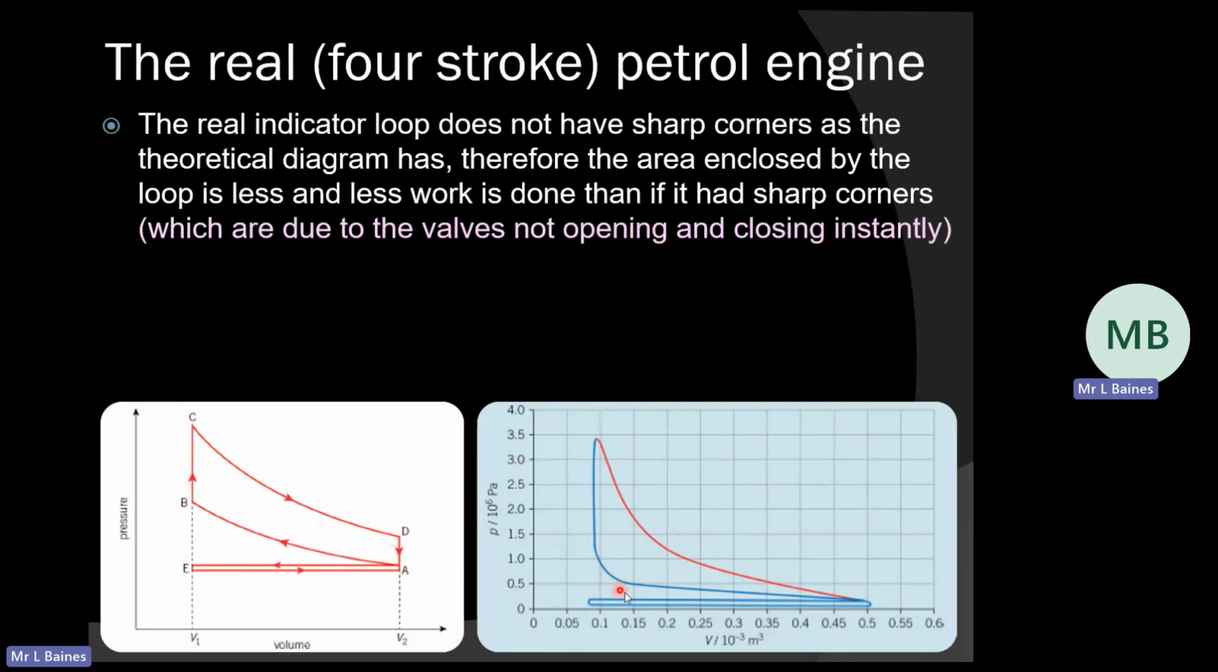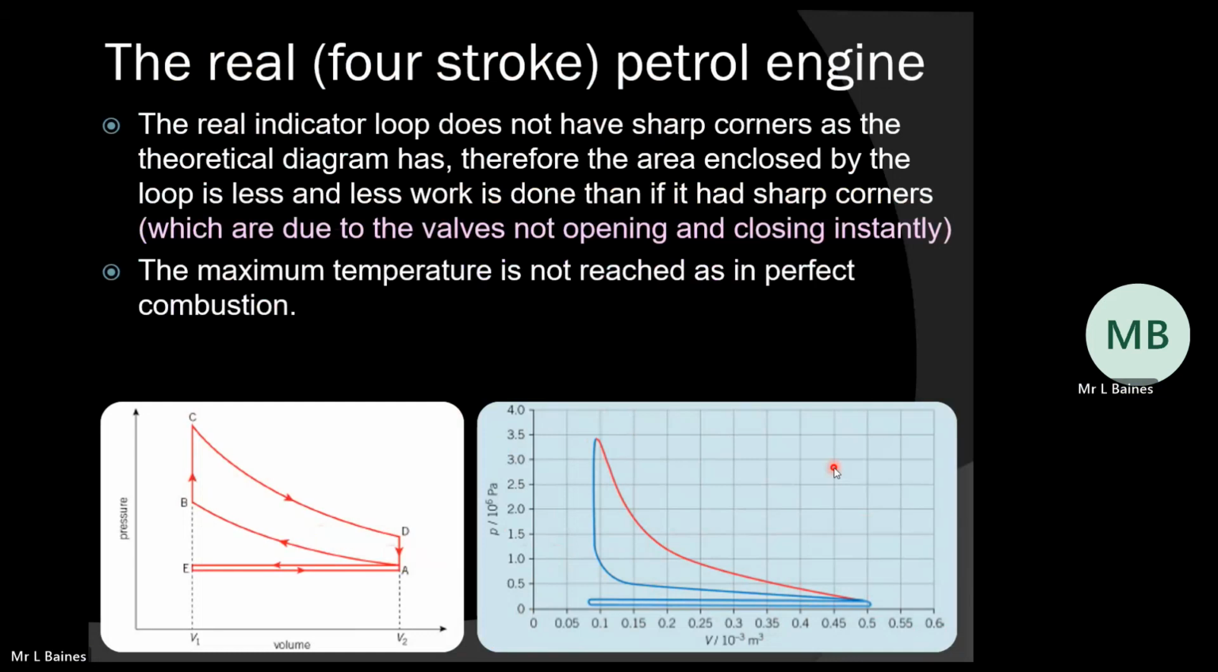You'll also see a rounding of this corner here because the timing of your spark, again, the ignition process isn't instantaneous. So the fuel will start to burn a little bit before it hits that top dead center position, where that piston is right at the top of the cylinder. So we're up at that point there. Maximum temperature isn't reached because it's not perfect combustion. You're not going to get all of that energy out of that gas. It's not going to be perfect.